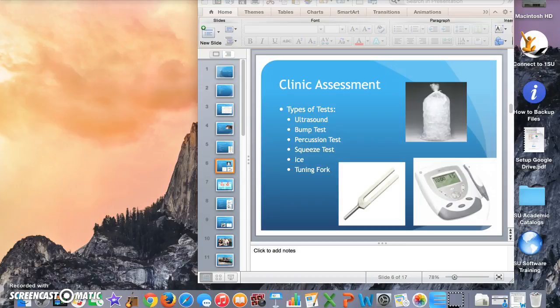We also have the squeeze test, which can find fractures in your shin, and that involves taking your hands and pressing on the lateral and medial sides of your shin, which compresses your tibia and fibula. And when you press down, the patient will feel pain if they have a fracture.